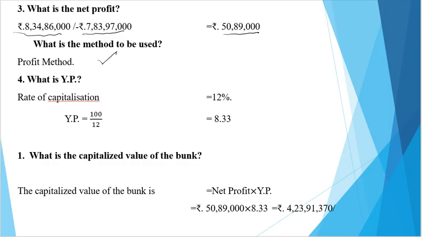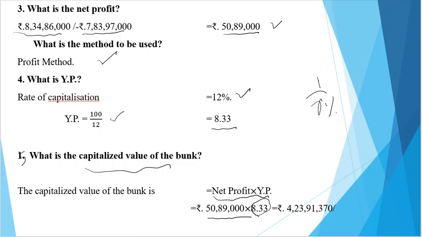So the capitalization rate is 12%. You know 1 upon r percent means 100 upon 12, 8.33 is the YP. So you will calculate the value of the bank, that is net profit into YP. 50 lakh 89,000 is the net profit, multiplied by YP, which is 8.33. 4 crore 23 lakh 91,370 is the proper value of the bank.